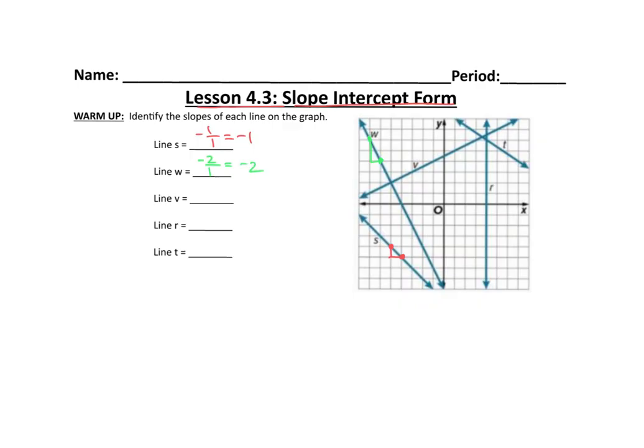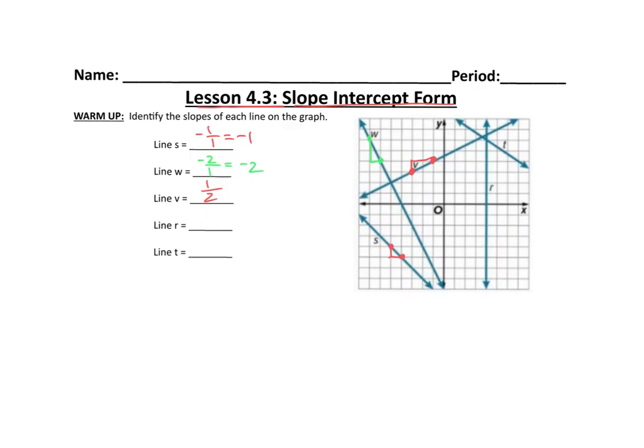The next line is line V. If I see line V, I can put a point here, and it looks like here's another nice one. It looks like it goes up 1 over 2, and it's a positive slope, so this time it's just 1/2.